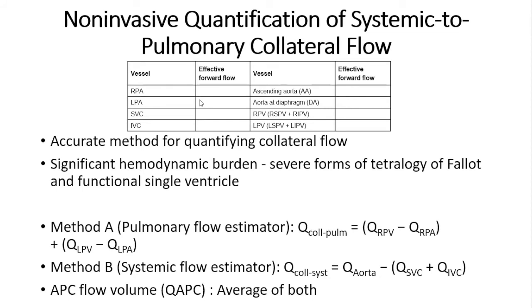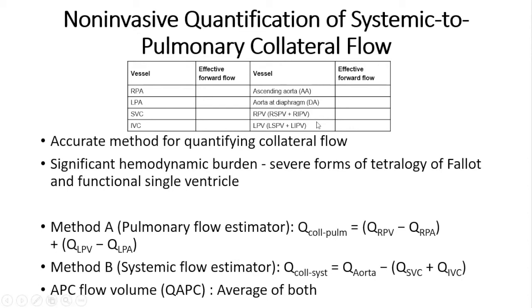Another use of phase contrast imaging is in non-invasive quantification of systemic to pulmonary collateral flow, or aortopulmonary collateral flow. It is an accurate method for quantifying collateral flow. It is used to determine if there is a significant hemodynamic burden due to collaterals, especially in cases of severe tetralogy of Fallot or complex congenital heart disease or single functional ventricle with collaterals.